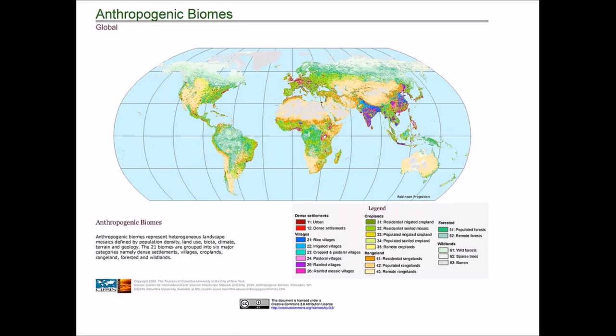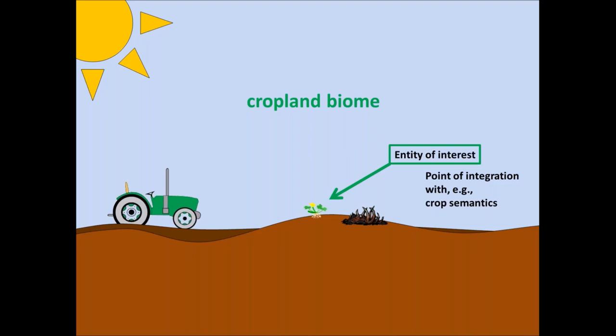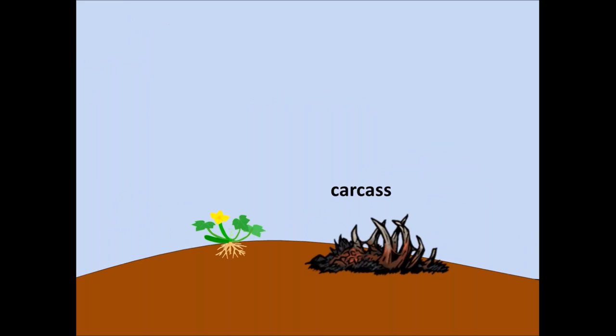Of course, I think this audience doesn't really need to be told that we have dramatically reshaped our planet, and a lot of it is dedicated to agronomic practices or the production of food through crop use. So if we have a very simple cropland biome and we have some sort of crop, in this case a zucchini, that is our entity of interest, we can connect knowledge about that entity and its locale using the relevant ontologies. So the zucchini itself can be described with crop ontologies and crop semantics, which are certainly out there.